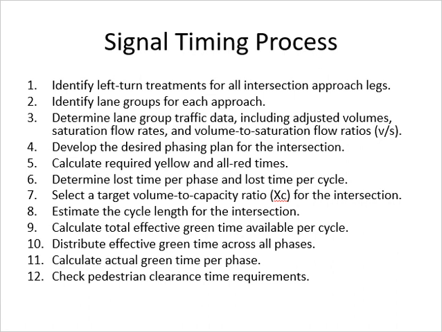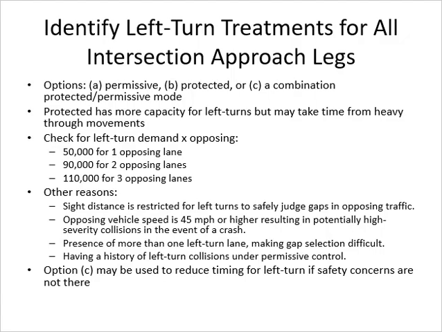We have already discussed some of these terms earlier. Just to refresh your mind, loss time is the time during which no movement is supposed to enter the intersection. Effective green time is the phase time minus the loss time, and actual green time is the time when you see the green light. And pedestrian clearance time comes from the pedestrian requirements.